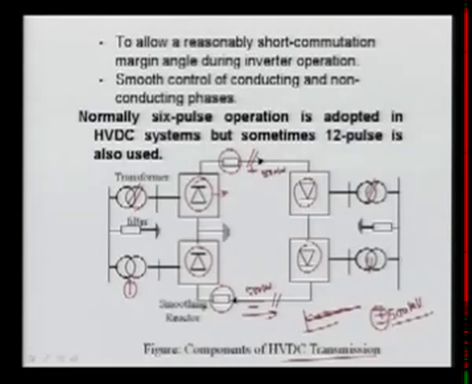We also use some filters. We require the filters to filter out the harmonics, because these converters will inject harmonics into the system. So we have to use filters to filter out the harmonics, so that we allow only the fundamental component in the system. And also other things, like lightning arresters and grounding, because the grounding part is there, so you should have grounding rods, etc. All these are the major parts of the HVDC transmission system.